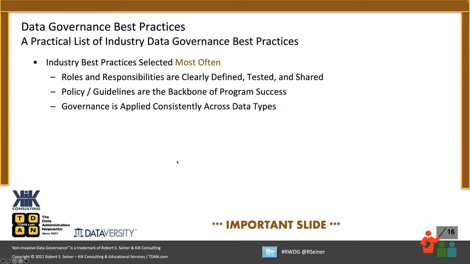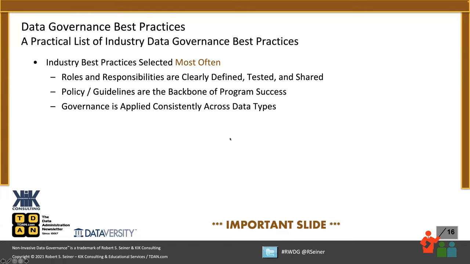Some other best practices that are used a lot: the roles and responsibilities are clearly defined. We know that roles are an important aspect of a successful governance program. So we need to define clearly the roles and responsibilities for governance across the organization. Policies and guidelines are the backbone of the program. Whether or not you have or need a data governance policy is really dependent on the organization, but you certainly want to provide guidelines to people to help them understand what governance is and how they can help to govern data most effectively across the organization.